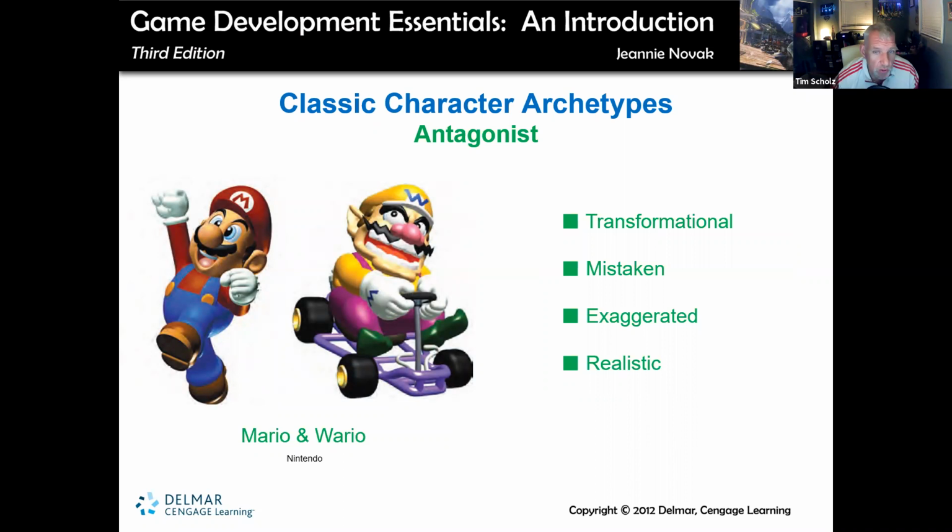When you talk about the antagonist, there are some key types. The first is the transformational antagonist. Sometimes this is called the anti-hero. The example the book gives is Mario versus Wario. They're essentially the same thing. The difference is the first letter of their name is turned upside down, and they're different. These antagonists have some sort of transformation that makes them different than the protagonist of the story.